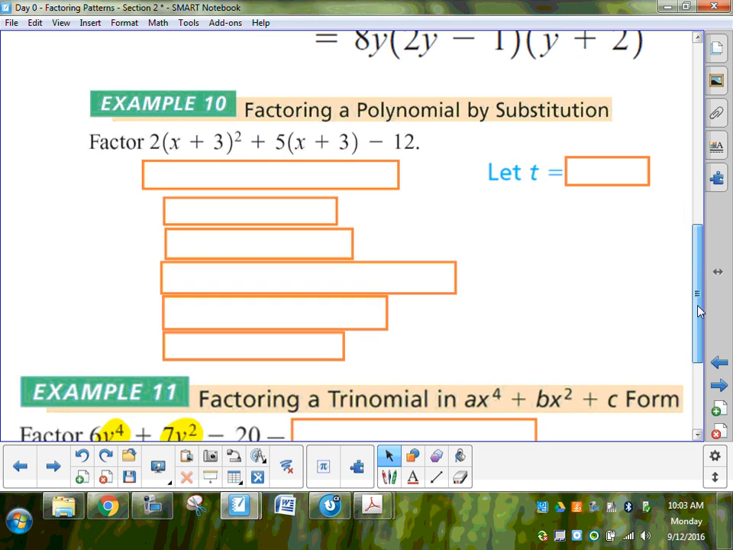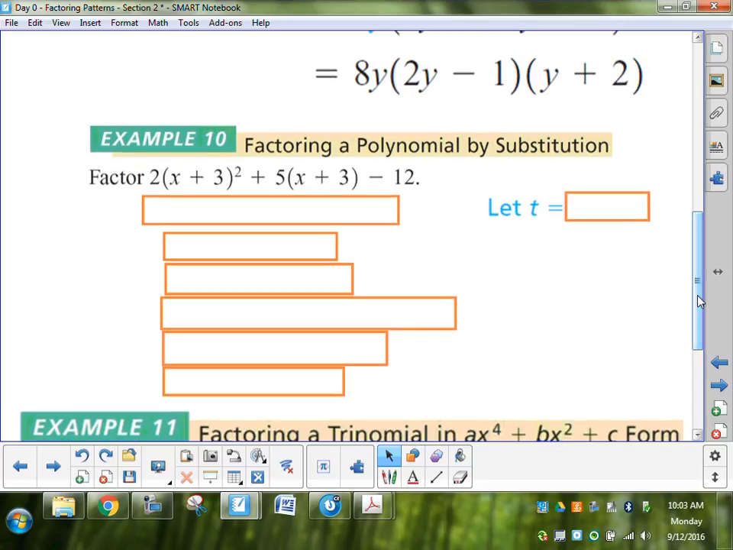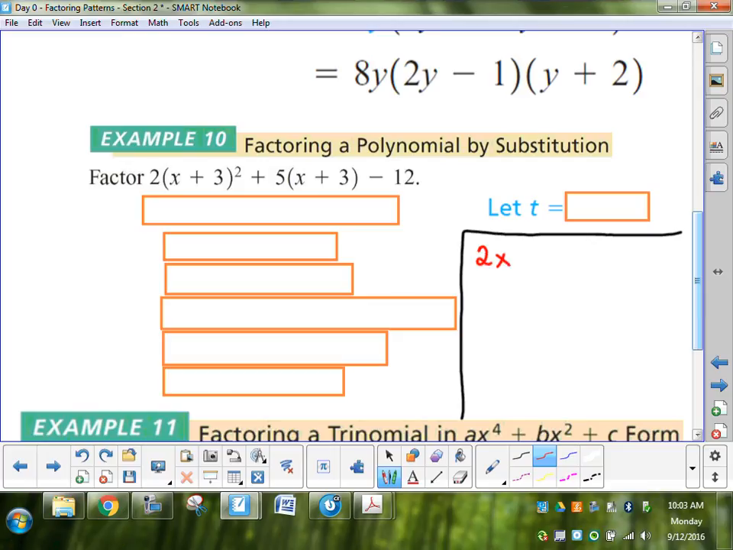Here's one more, and this one is difficult. Take a look at this. Now I'm going to, again, look to get a related equation over in the margin. I look at this, and it looks similar to stuff we've done before. It's 2 times the quantity x plus 3 being squared, plus 5 times the quantity x plus 3 minus 12. My related equation on this would be 2x squared plus 5x minus 12.